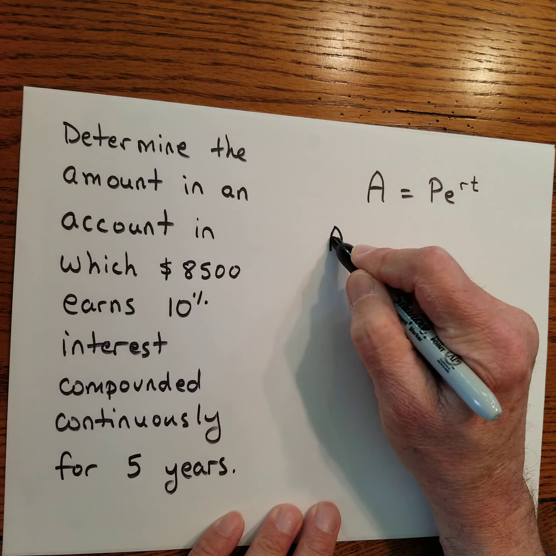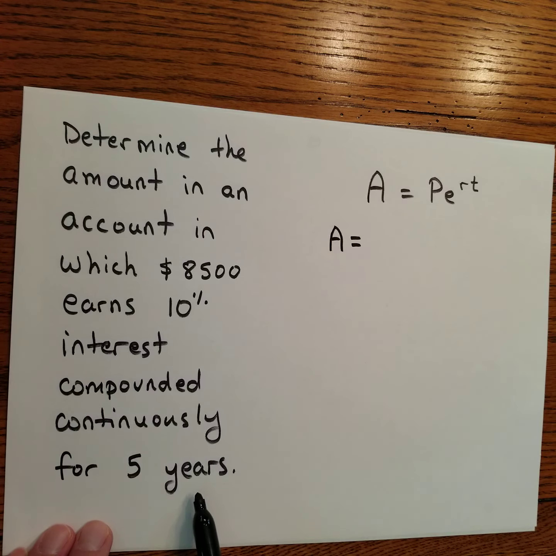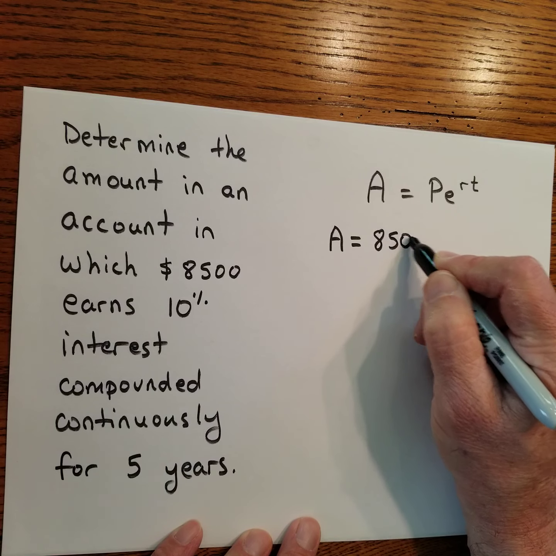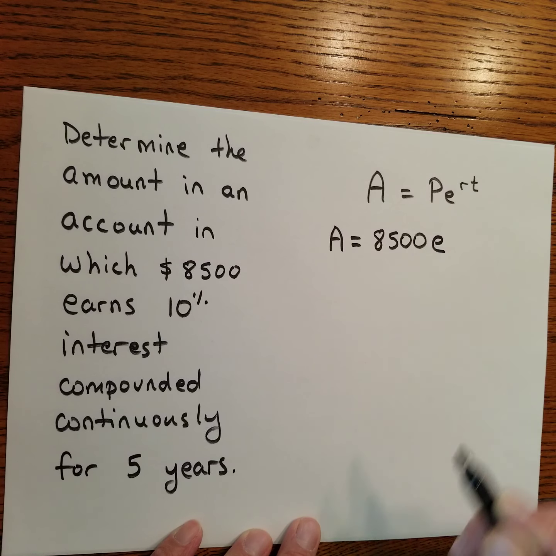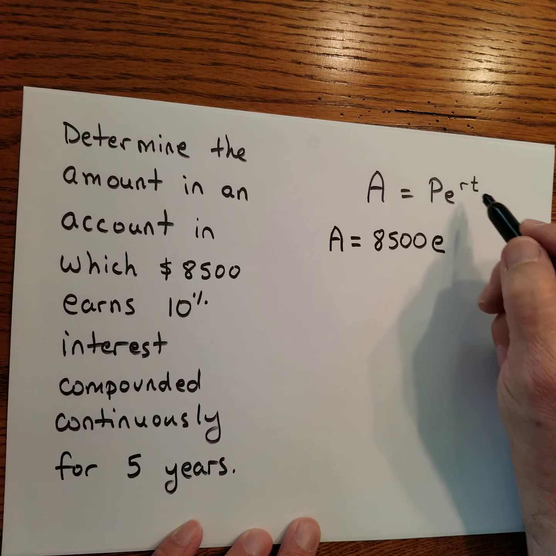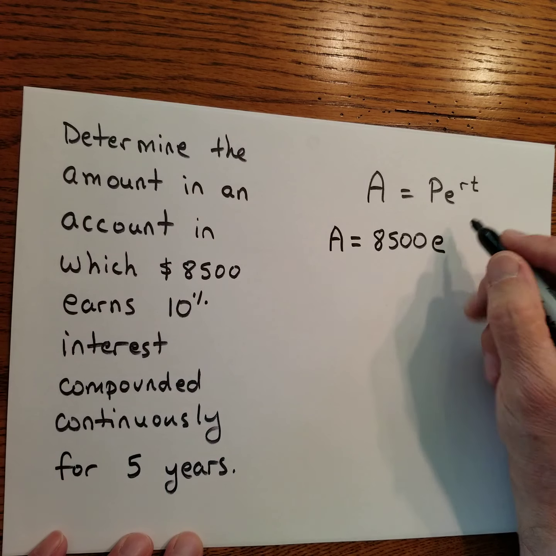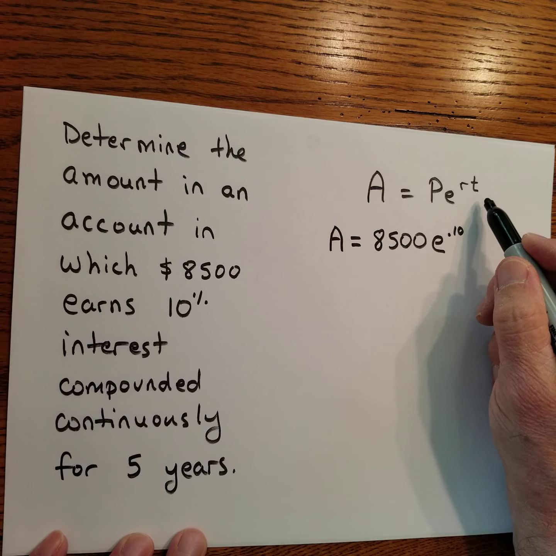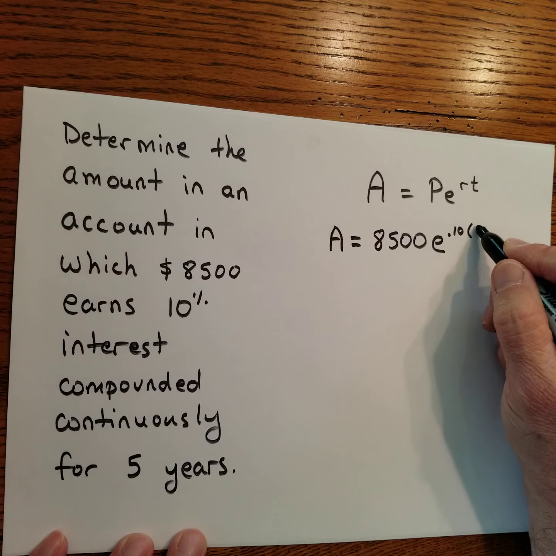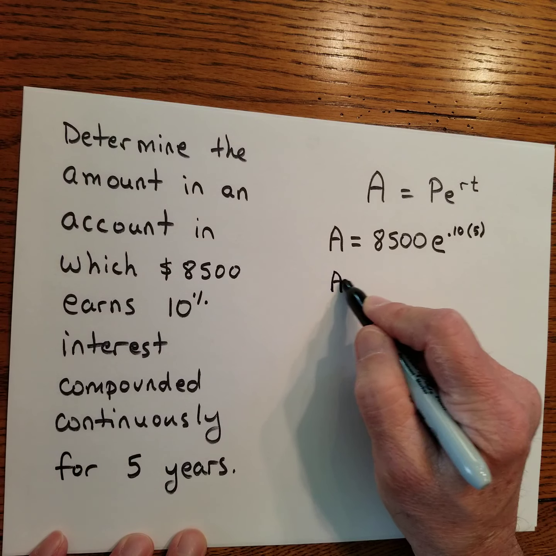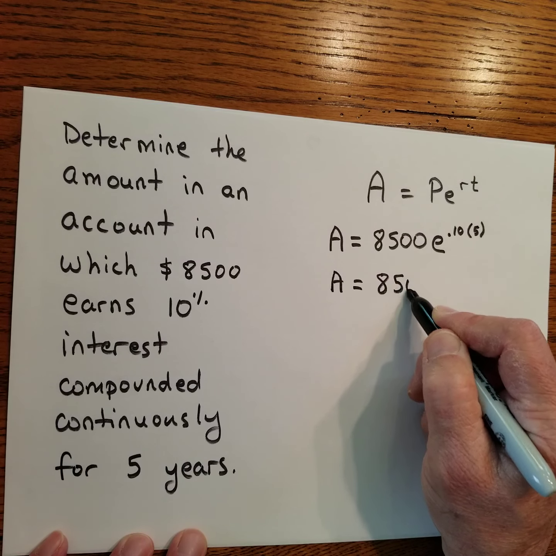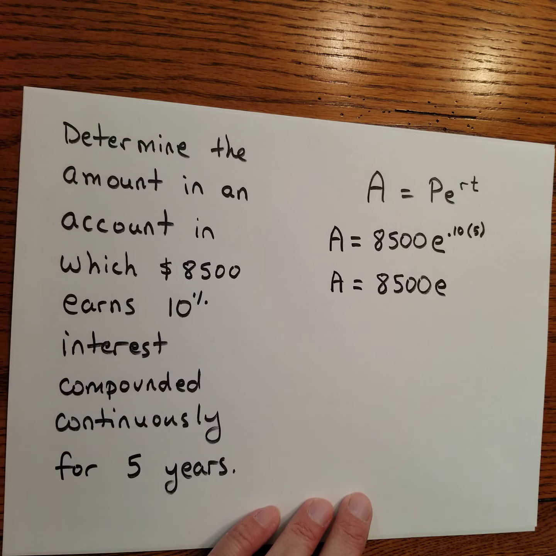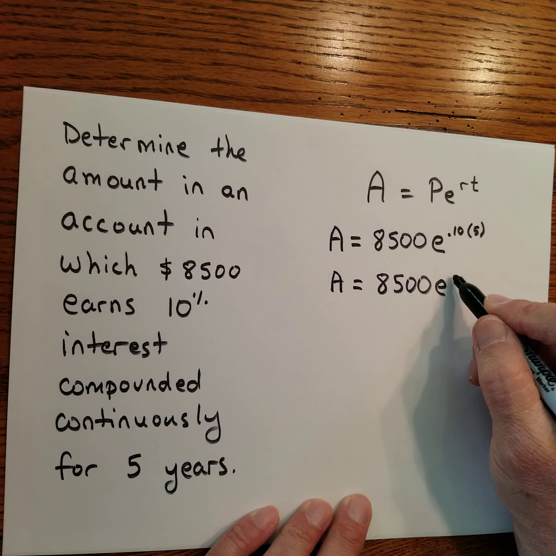Let's try it. A is the amount we'll have in the account after 5 years. P is our principal. Our principal was the $8,500 that we started with. E is the number e. R is 10%. 10% we know is 0.10. T is time. Time is 5 years. Copy the 8,500. Copy the e. Multiply 0.10 times 5 is 0.5.